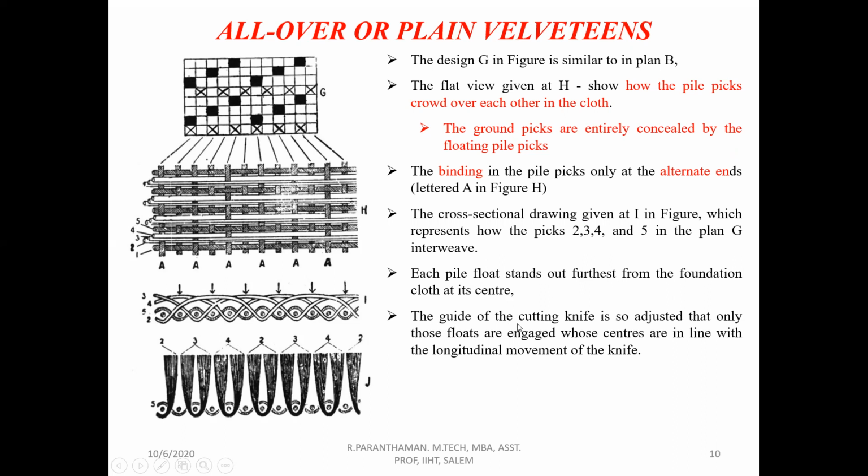Then the next point: the guide of the cutting knife is so adjusted that only those floats are engaged whose centers are in line with the longitudinal movement of the knife. So here only we can put that arrow mark. Here only we can put a knife to cut this float. So this is a center point. So we may put the knife at this point. It will give even or equal length of piles on the fabric surface.